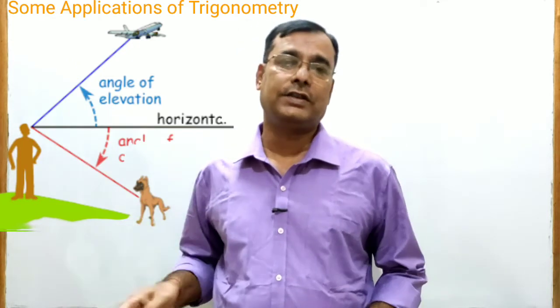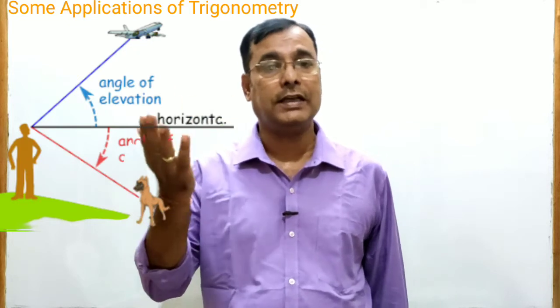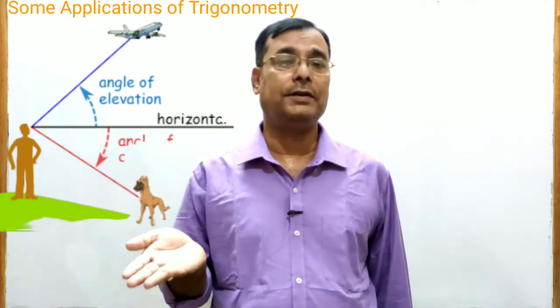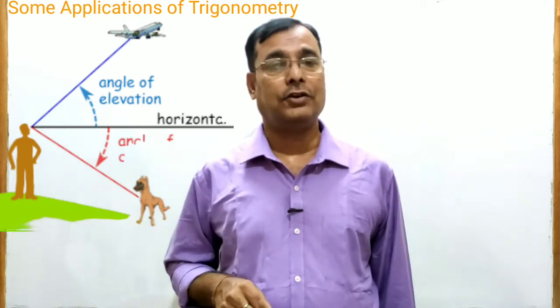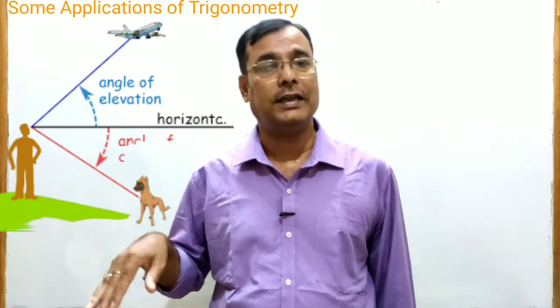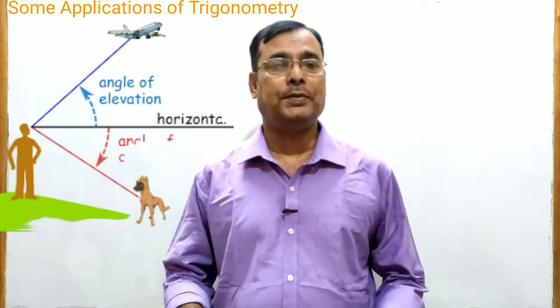So in this situation, one observer can look at an object above his eye level, making an angle of elevation above the horizontal, and also look at an object below his eye level, below the horizontal, making an angle of depression.